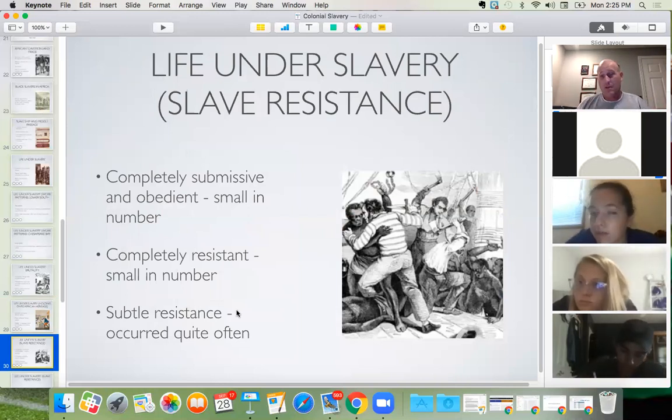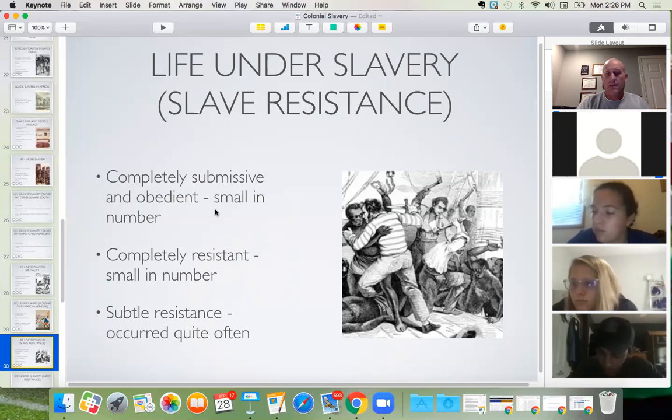It doesn't mean there wasn't resistance. Sometimes students will ask me, well, geez, there were more African Americans in South Carolina than whites. Why didn't they rebel, right? Well, it's difficult to rebel, but the answer is they did rebel, okay? There are ways they resisted. So there are kind of three categories of resistance that I'm trying to point out on this slide here, right?